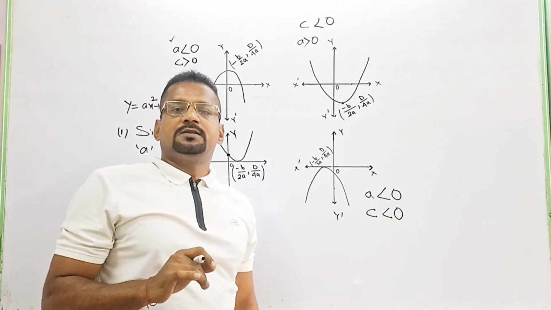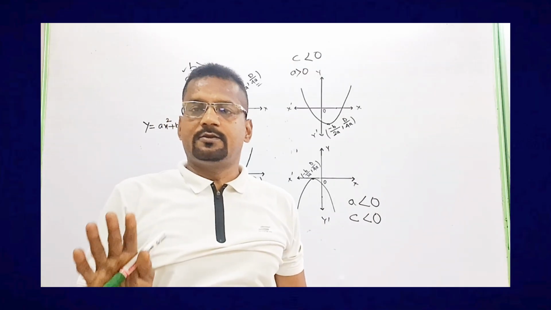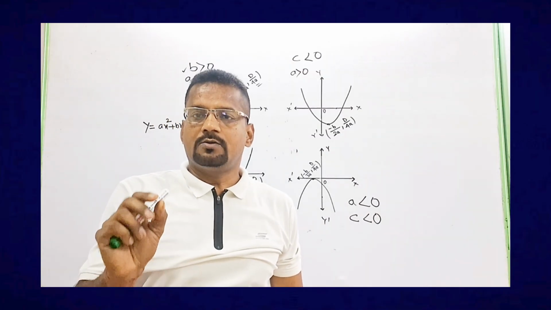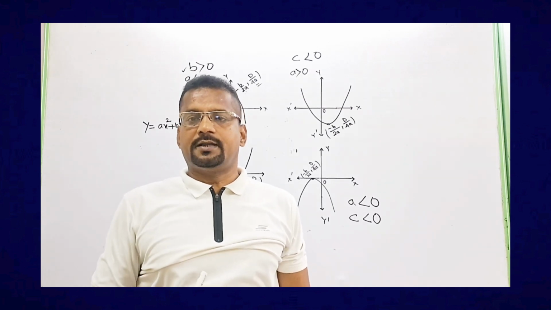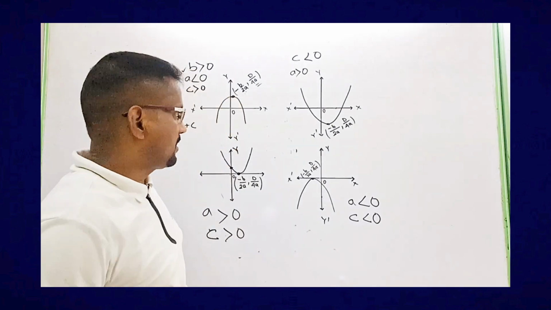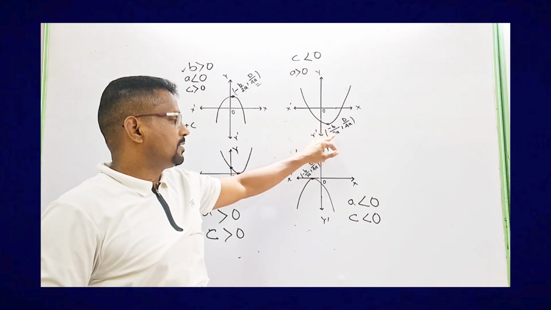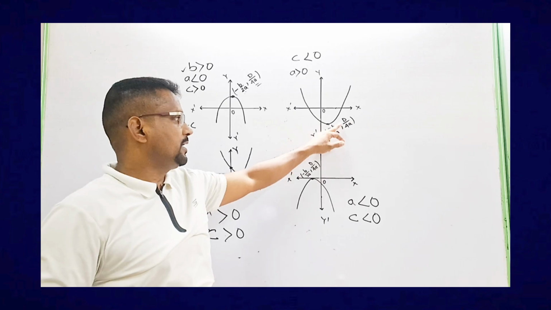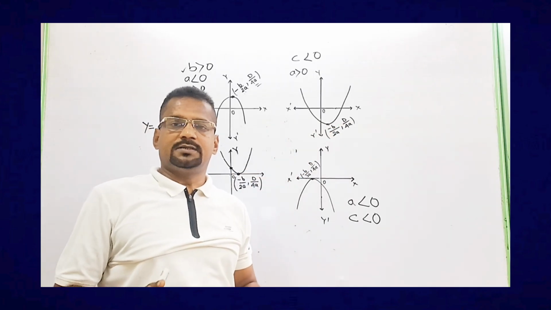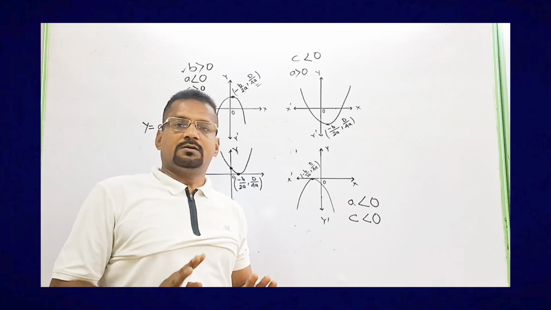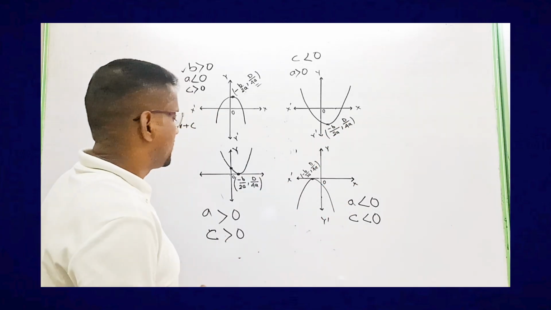Now the main part is how to identify the sign of B. In order to decide the sign of B, you have to know the formula of the vertex of a parabola. This graph is a parabola, and this is the vertex, and the vertex is given by (minus b by 2a, minus d by 4a). Right now, deduction of the vertex is not required. Just remember the coordinates of the vertex are given by (minus b by 2a, minus d by 4a).